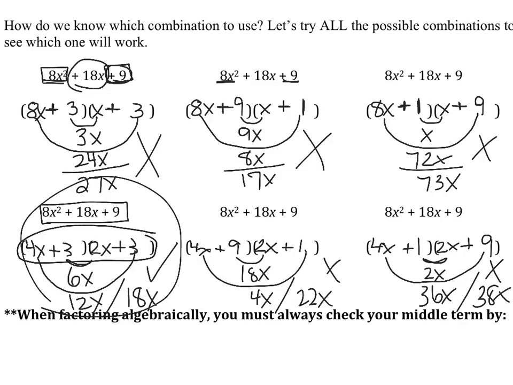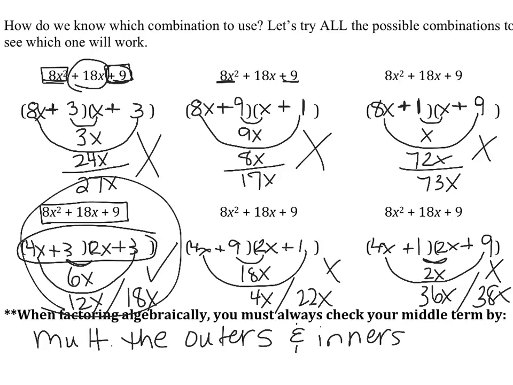When factoring algebraically, you must always check your middle terms by multiplying the outers and inners and combining the coefficients.